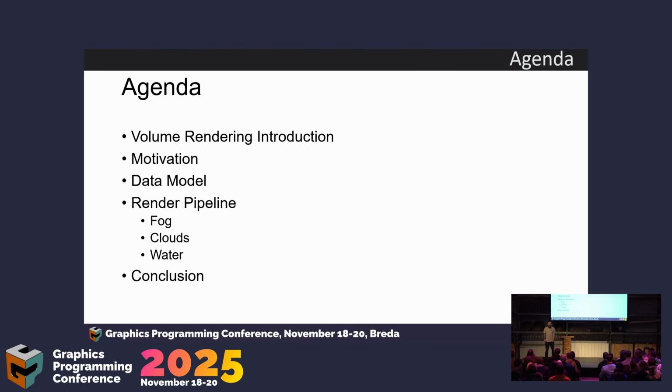Yeah, hello everyone. Welcome to my talk. The fog is lifting: Volumetric rendering in Enshrouded. So here's the agenda for my talk. I will give a brief introduction to volume rendering first, and then I will talk about our motivations and goals for the volume rendering rework in Enshrouded. After that, I will explain which different types of participating media we have and the data models. And of course, I will also explain how to volumetrically render all this stuff, like fog, clouds, and water. And finally, I would like to end the presentation with a brief conclusion.